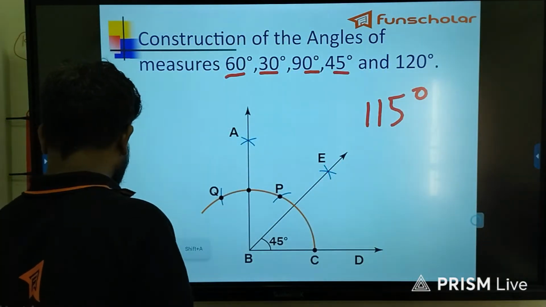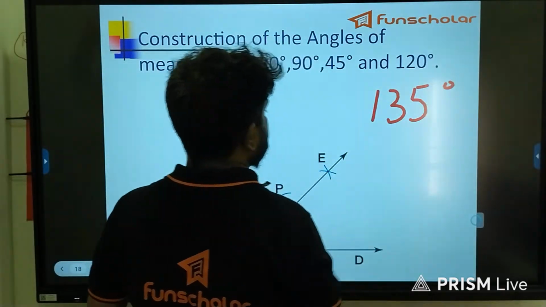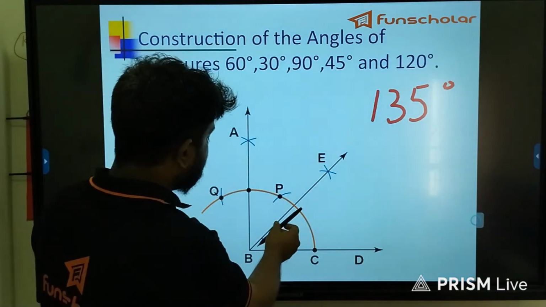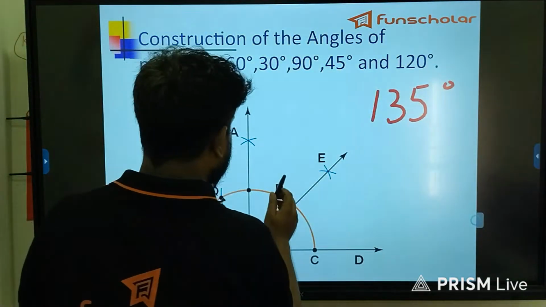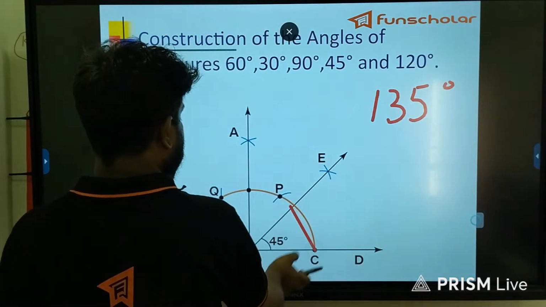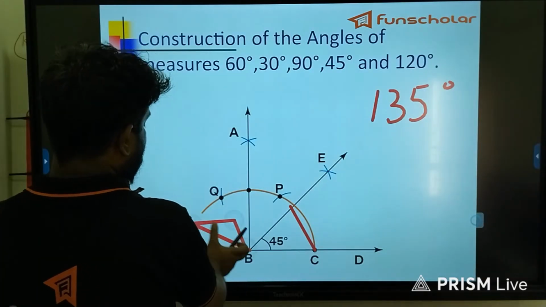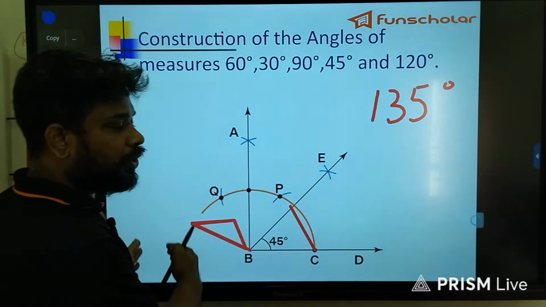If you are being given like 135 degree, so how are you going to draw this one? Draw the 90 degree first and then the 45 degree. Okay, and then take the measurement of this and draw it here, and you will end up drawing the 135 degree, which will be greater than the 120 degree.